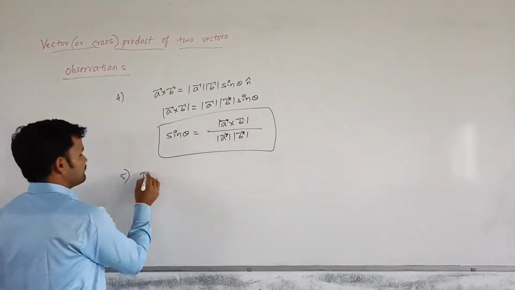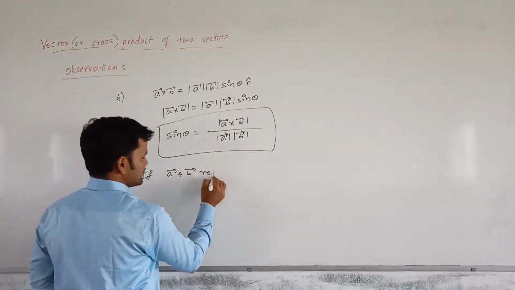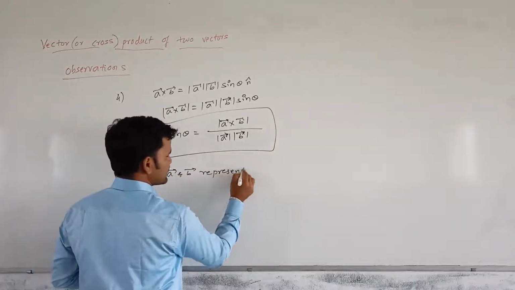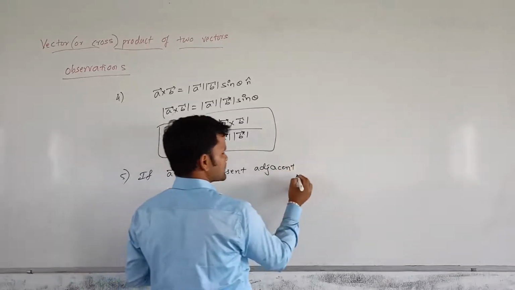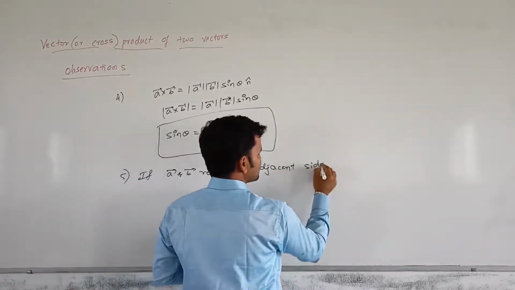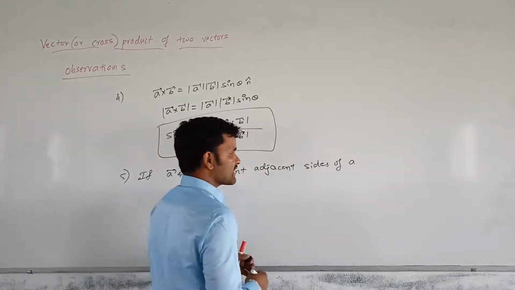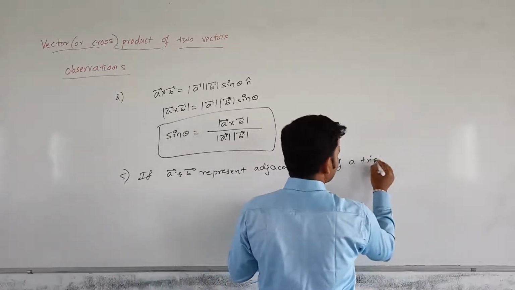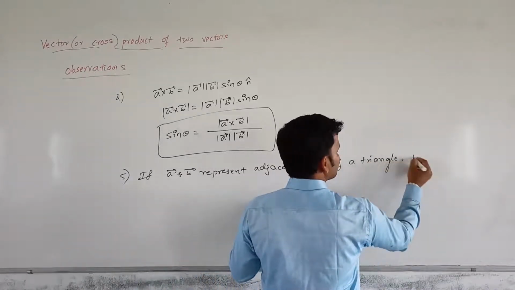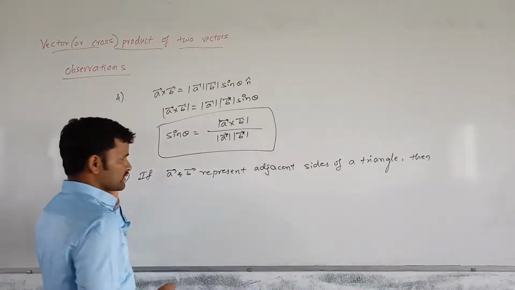If a and b represent adjacent sides of a parallelogram, before going to the parallelogram, let us go with the triangle first. If a and b represent adjacent sides of a triangle, then, a very important one it is, there are many problems on this.